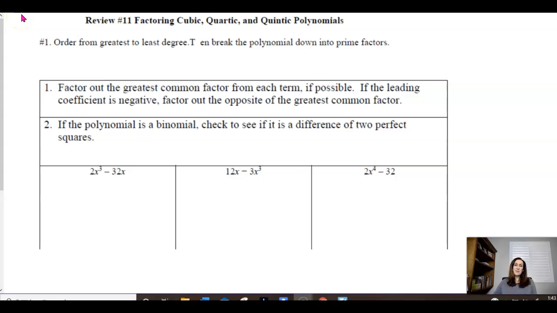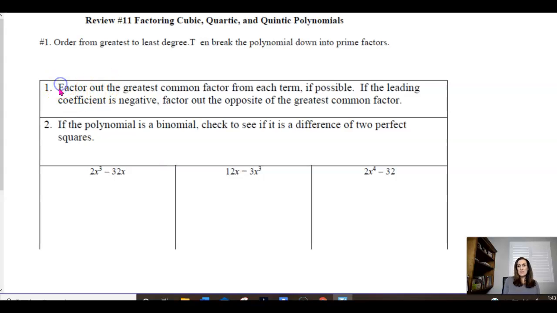Hi there. So today's review is on factoring cubic, quartic, and quintic polynomials. Just a quick review. You're going to start by ordering the polynomial from least to greatest. And then after you do that, you'll just break the polynomial down into prime factors.